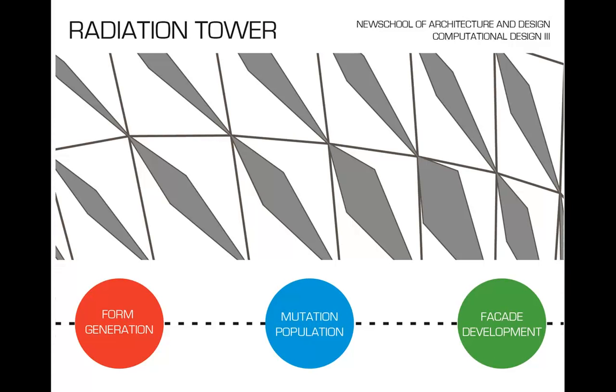So the first project that I'm going to introduce is familiar to a lot of you probably. It's a project that we did in Computational Design 3 at the end of last year. This project called for multiple stages in Grasshopper and evolutionary processes. They're broken down into three for the sake of the presentation: form generation, mutation and population, and facade development. Each one gives its own complications in areas to develop.